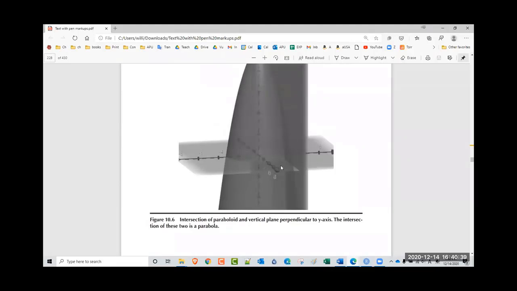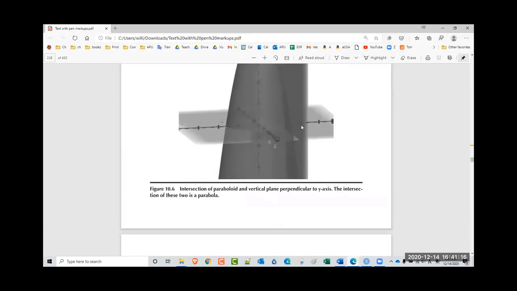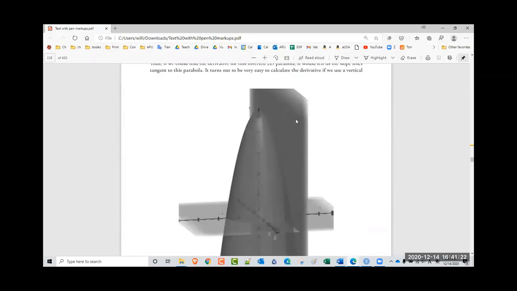Now, which axis is this? It says the intersection of a paraboloid and a vertical plane perpendicular to the y-axis. So this must be the y-axis, and this plane is perpendicular to that. This plane is perpendicular to this axis. That means that we're saying y is equal to something. What's the equation of this plane?